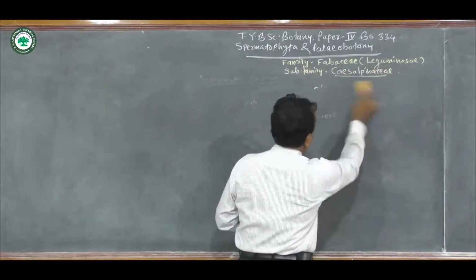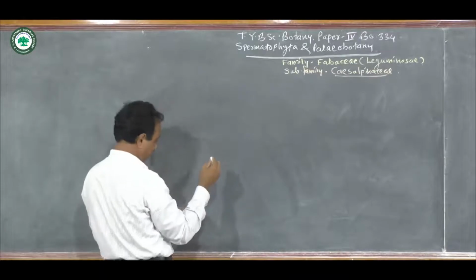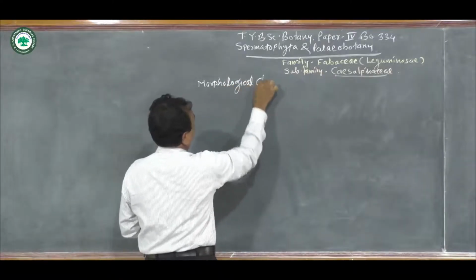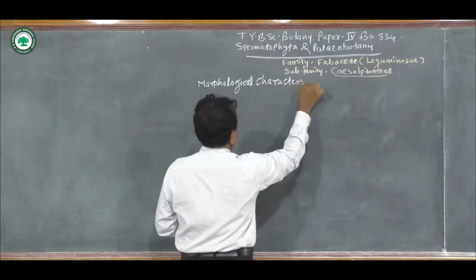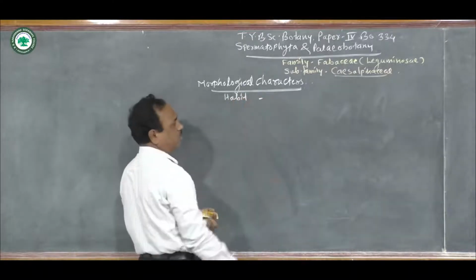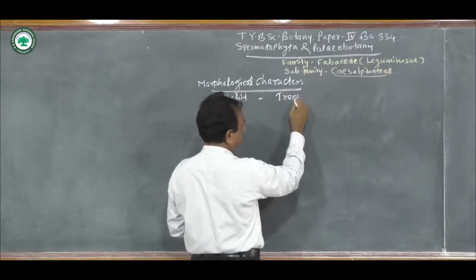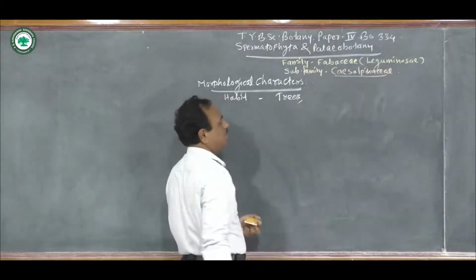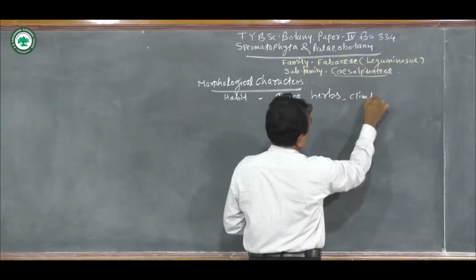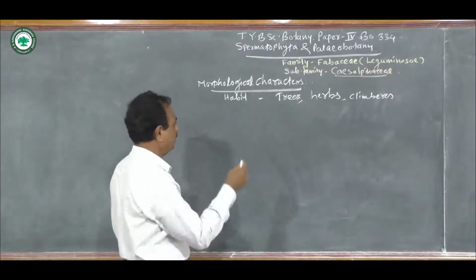Now let us see the morphological characters of the family. If we see the habit of the plant, mostly the plants show tree habit. Sometimes the plants may be small herbs, or rarely climbers. So here plants are trees, herbs or climbers.